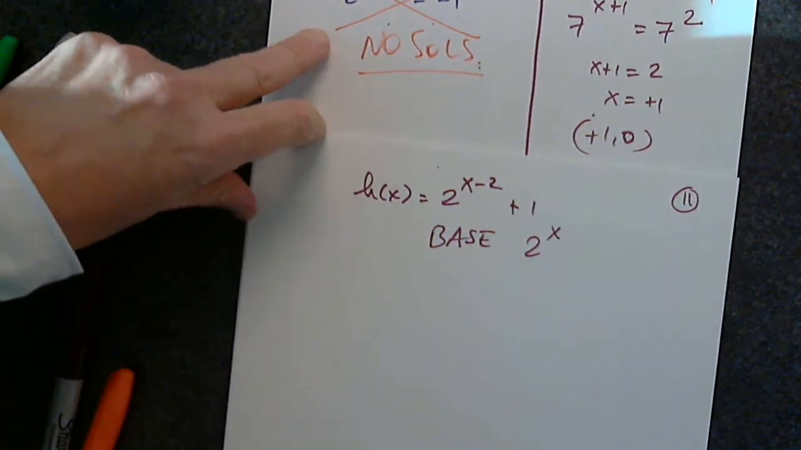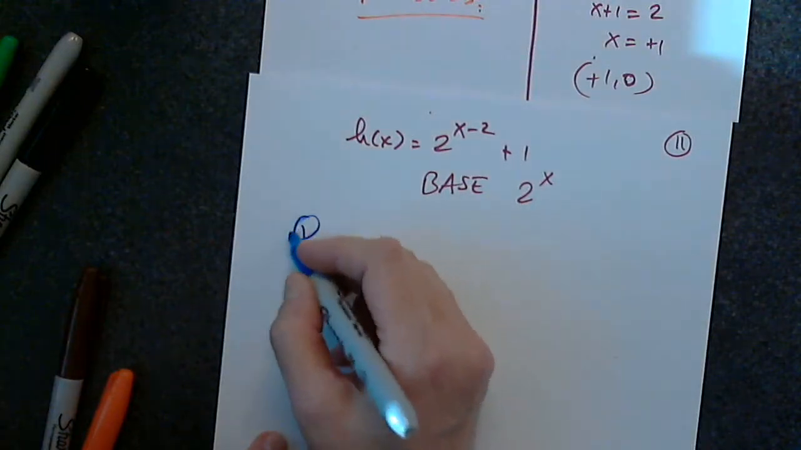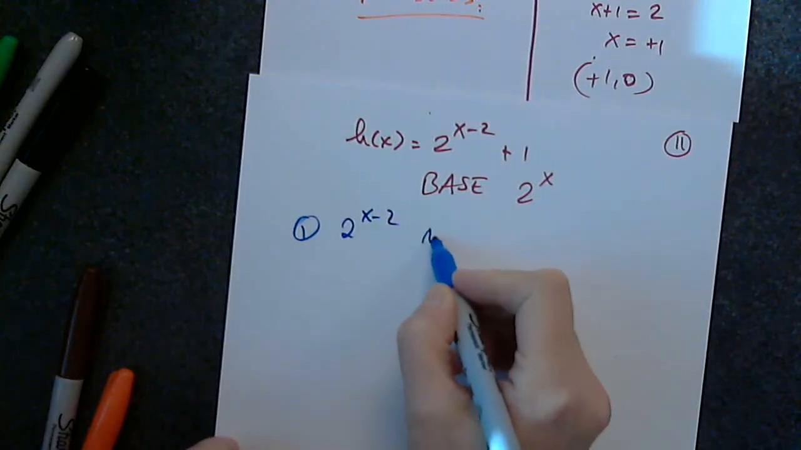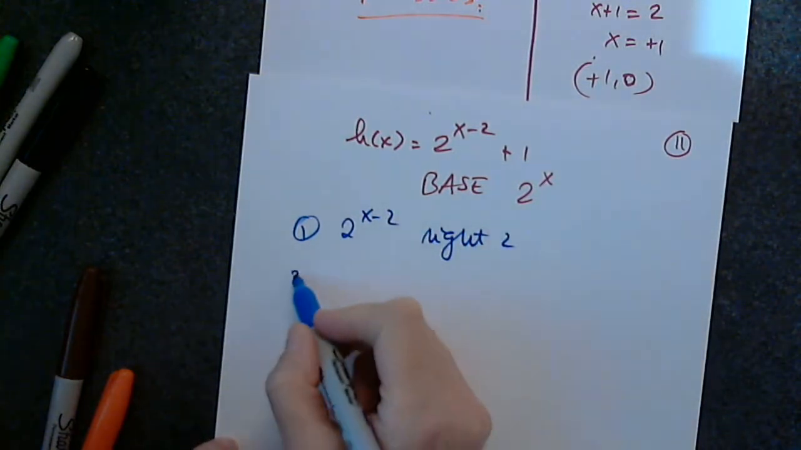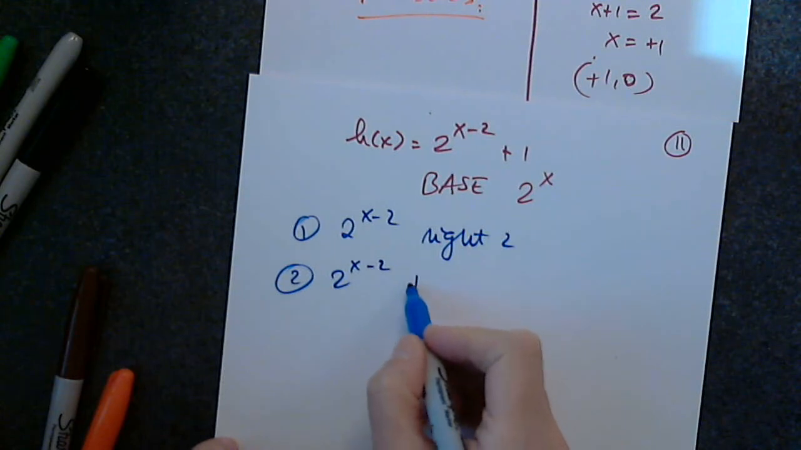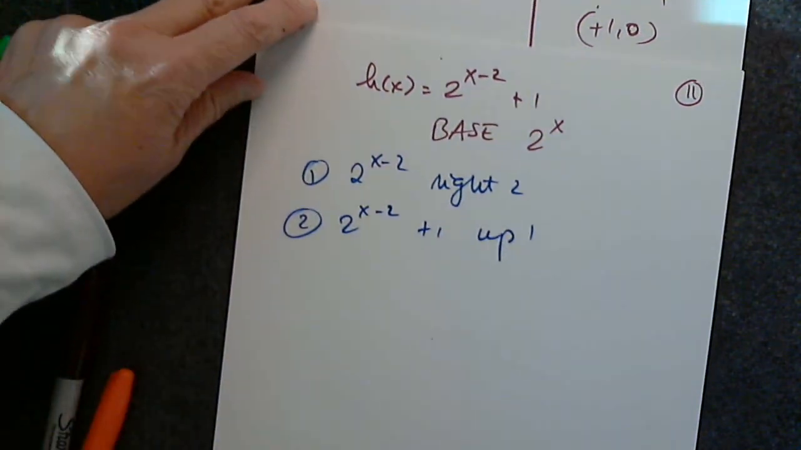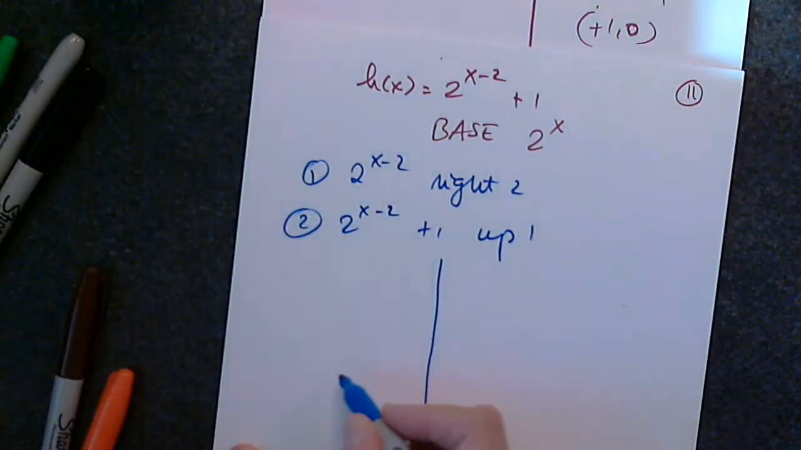Okay. Yes. So the first transformation on 2 to the x, what will it be? Right 2. Very good. And number 2 on 2 to the x minus 2 is plus 1, up 1. That's why it does not ever cross the x-axis. That's why there is no x-intercept. Very good. That's excellent.